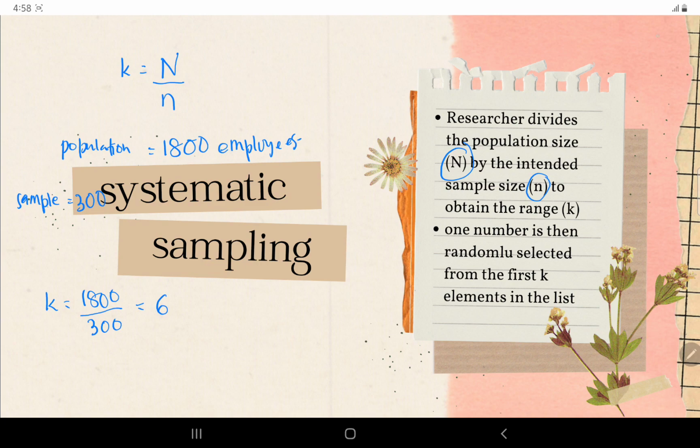Okay, and remember just now we have a list of 1,800 employees as our population. So we have the list of names of 1800 people. So 1, 2, 3, 4, 5, 6, 7, 8, 9, 10 until 1800 list of names.